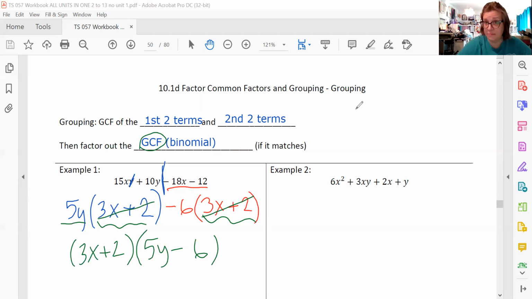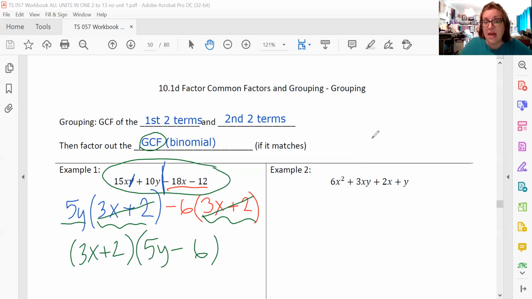And I could test it, right? I could FOIL it back out. I could do first, outside, inside, last, and make sure that I get this original polynomial. I will, but this is such a slick way to do it. I really like it. Let's look at this second example here.